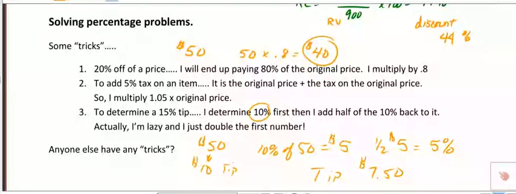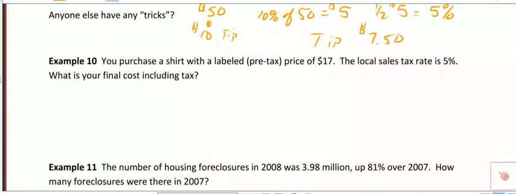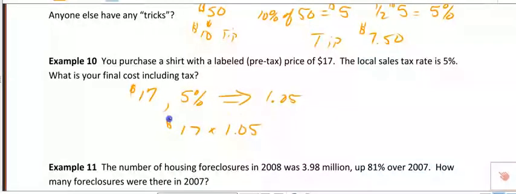Okay, let's look at some percentage problems. Okay, so your basic, here's a shirt. The pre-tax price of that shirt is $17, and local sales tax is 5%. What's your final cost including tax? You could do it two ways, but I want to do it the fast way. This is like taking $17 and adding an extra 5% back to that, so it's 5% more than $17. So I can use the trick that I talked about by multiplying by 1.05. So 17 times 1.05 will give me the price of that item, the $17, plus an extra 5% to compensate for tax.